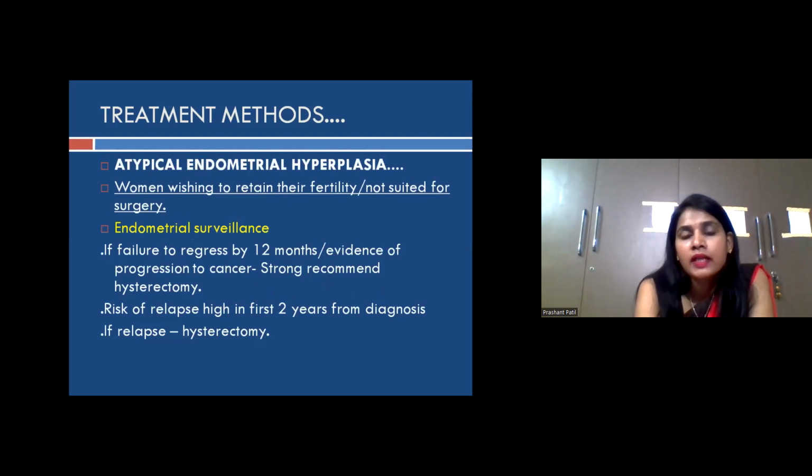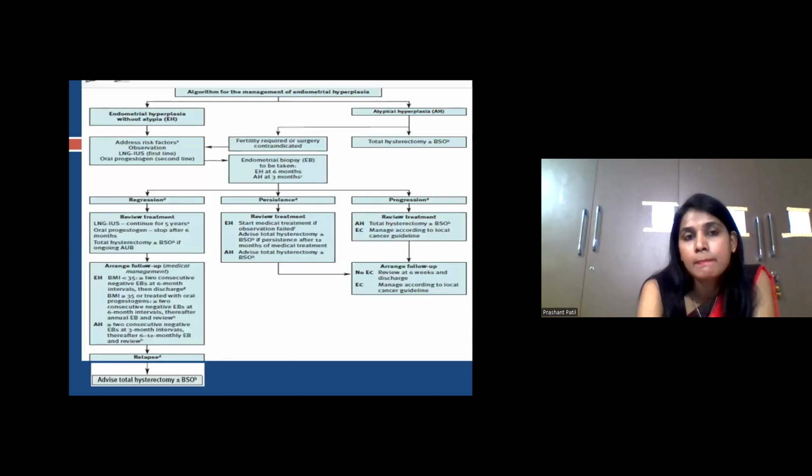And if there is a failure to regress by 12 months or evidence of progression to cancer in such patients, we should strongly recommend hysterectomy in these patients. And also the risk of relapse is very high in the first 2 years from diagnosis. And again, if there is a relapse, hysterectomy has to be recommended. So this is again the same flow chart showing what we have to do with endometrial hyperplasia with atypia and without atypia.